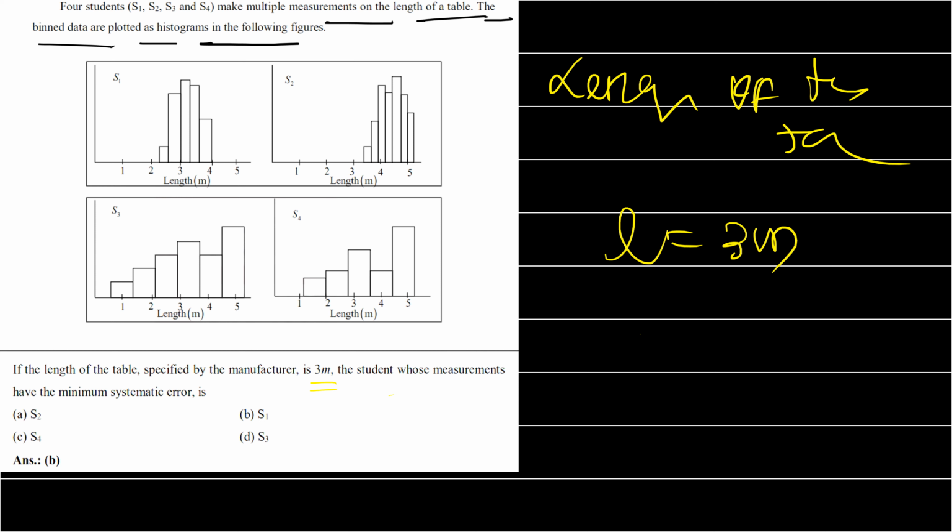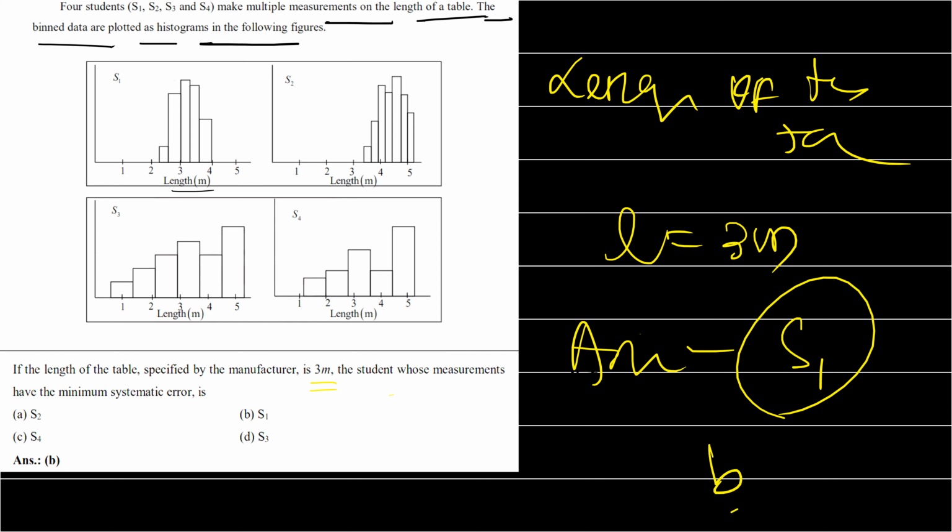So you just check, like for s1, the length is peak at 3. For s2 the length is peak at 5 or 4 something. For s3 the length is peak at 5, and for s4 the length is peak at 5. So for s1 the measurement is peak at 3. So the answer will be nothing but s1, that is option B. So this is basically the answer.